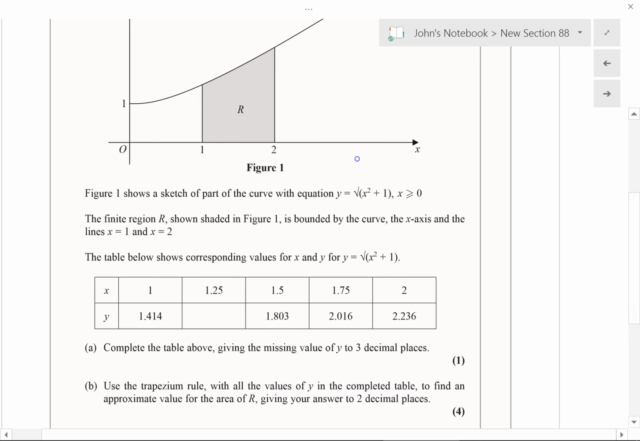There we go. First question is trapezium rule. A bit unusual, but nothing too much to worry about. If we put 1.25, we're going to work out the square root of 1.25 squared plus 1. Just make sure you put that carefully in the calculator. You'll get 1.601.